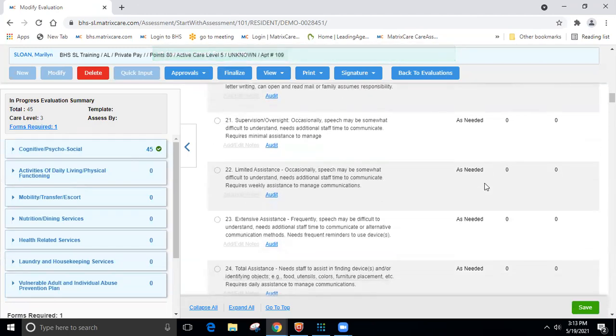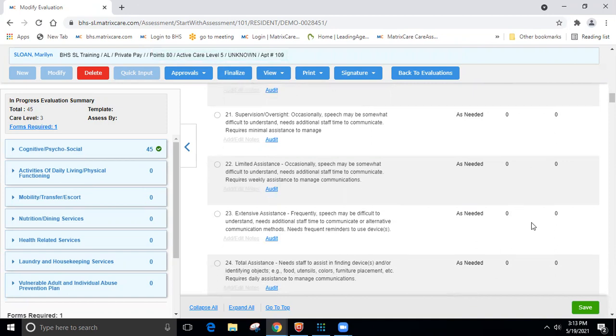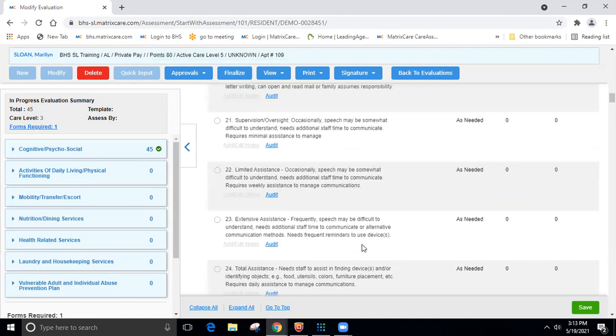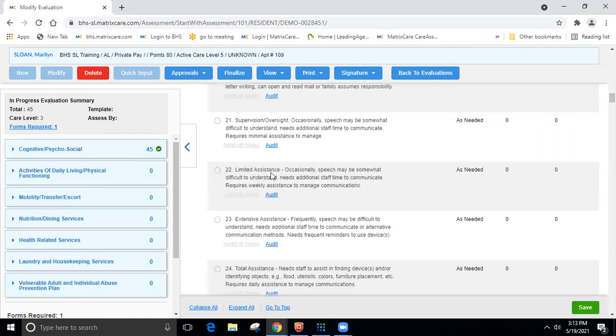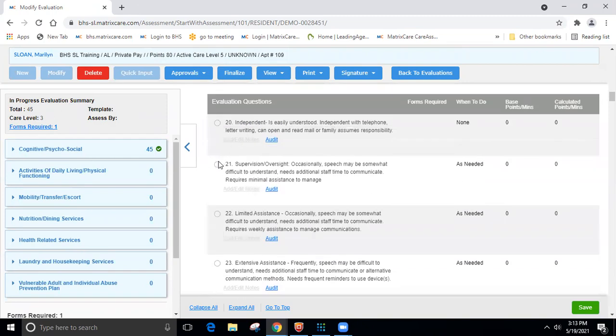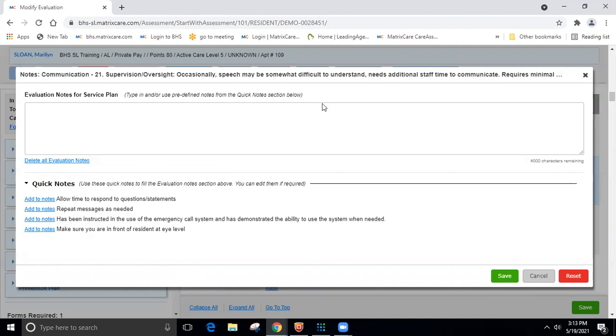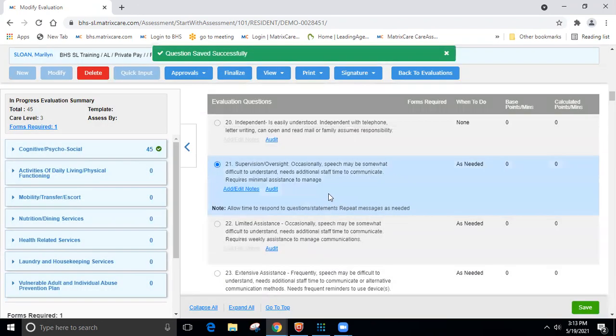Communication, again, communication doesn't have any points associated with it, but we want to answer it. So if they need some speech assistance, you could pick that. If they're a little bit difficult to understand, you can go ahead and put that in, but we have some quick notes here too that we can use. You can use all, some, you can edit.